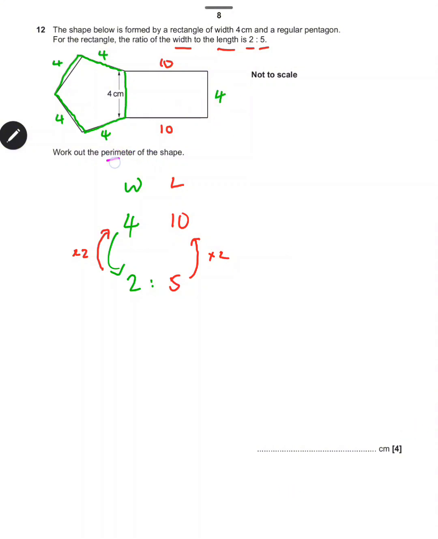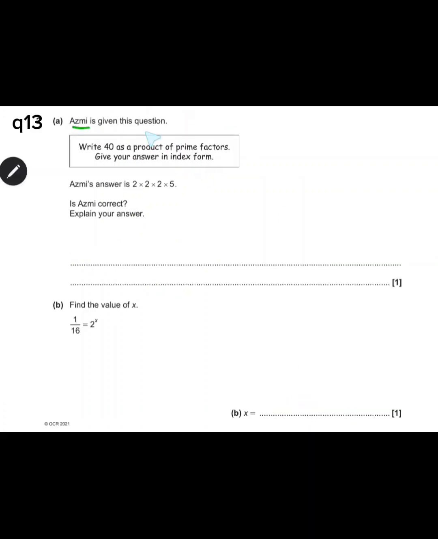And the question says do the perimeter of the shape, so I'll just show you what we need to add up. 4, add 4, add 4, add 4, add 10, and add 4. Not that one. That is not part of the perimeter. Okay, so we're going to do 4, 8, 12, 16, 20, 30. The perimeter is 40.